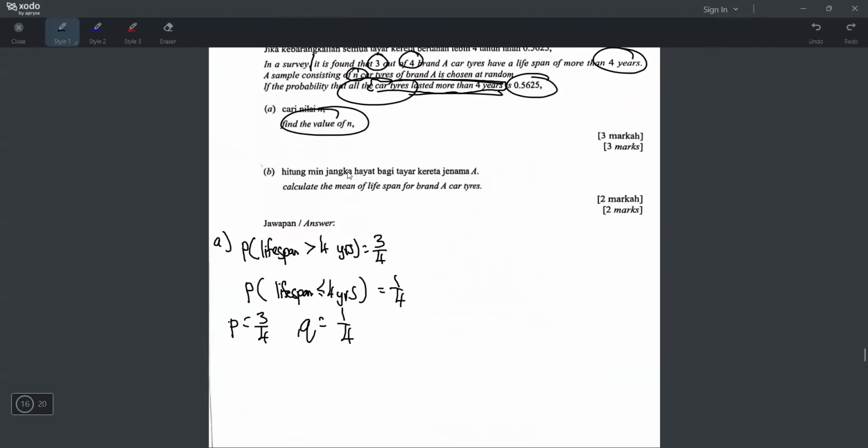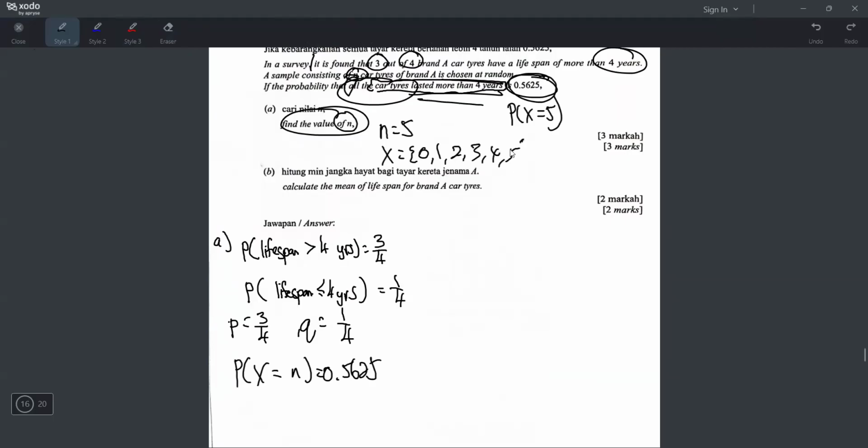They already said the probability is 0.5625, but we don't have the n. But they give us the probability. So we know P(X = n) = 0.5625. Even if I don't know the n, I know that this 0.5625 is the probability of all success. Let's assume that the n is 5. Then this probability will be P(X = 5), because if n is 5, it could be 0 success, 1, 2, 3, 4, 5. But this is the probability for all success, so definitely it is 5.